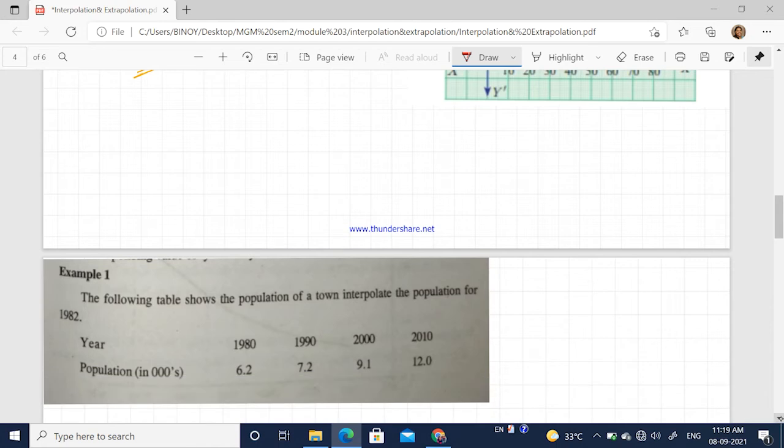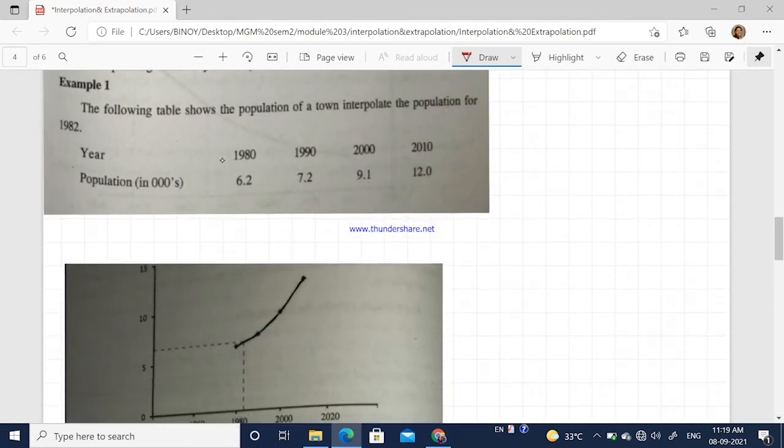Now let's see some examples from your text. Here you are given a table showing the population of a town. Interpolate the population for 1982. You are asked to find the population for the year 1982. The years given are 1980, 1990, 2000 and 2010, and the population is 6.2, 7.2, 9.1 and 12.0.